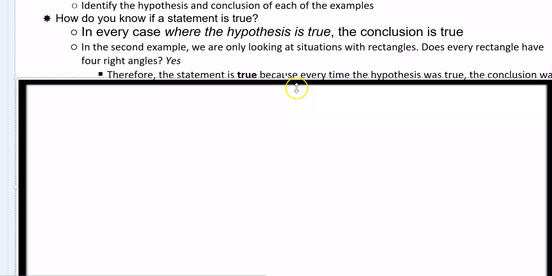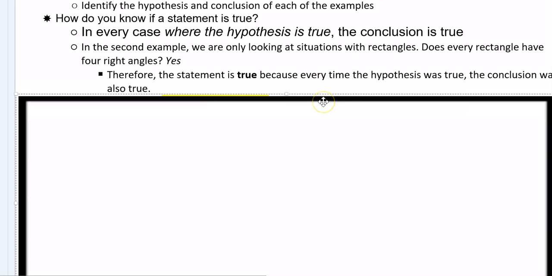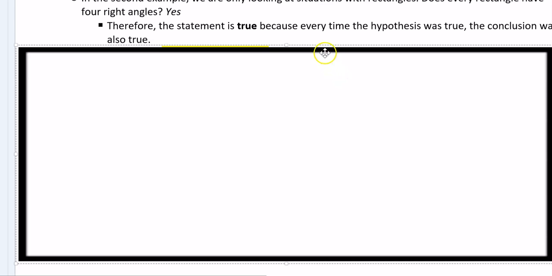And that is what we state here. In the second example, we are only looking at situations with rectangles. Does every rectangle have 4 right angles? Yes, it does. Therefore, the statement is true because every time the hypothesis was true, the conclusion was also true.